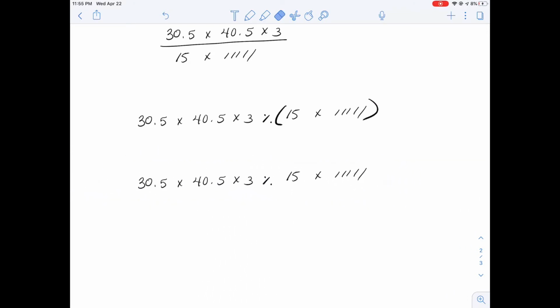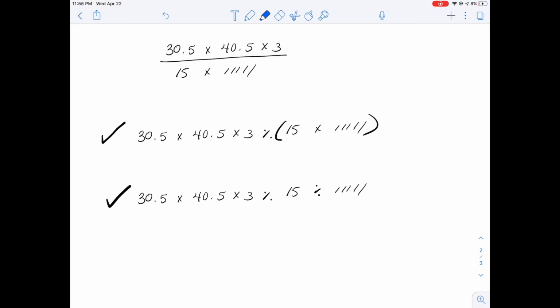There's another way that you can write it also. You don't have to use parentheses. You just use two divided by signs. Divided by and divided by. Both ways work. Pick the way that works the best for you and just be consistent in always doing it that way.